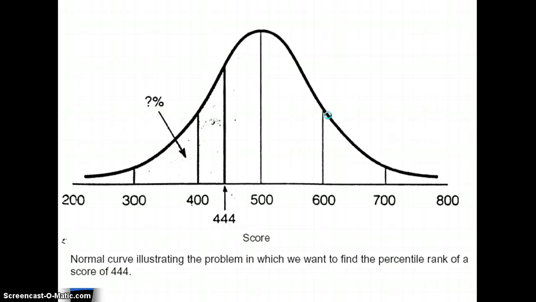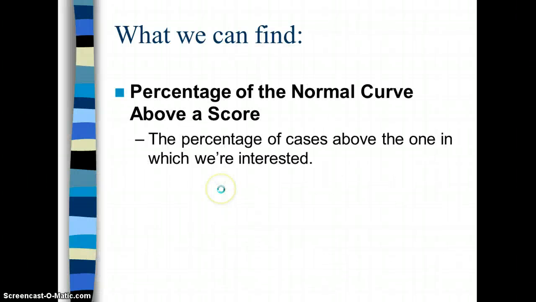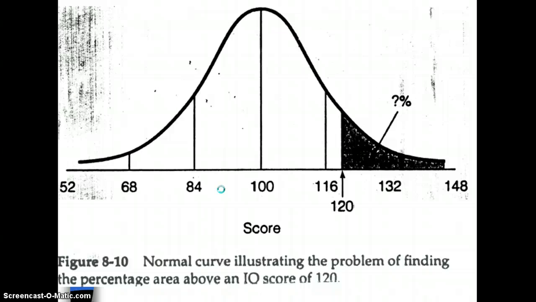So for example, we have a normal curve. We want to find the percentile rank of a score of 444. It's right here. Okay. Well, what can we do? We can find the percentage of the normal curve that's above a particular score. I'll give you another example. We want to find what percentage is above 120. So we're literally trying to find what percentage of the scores lie above 120.